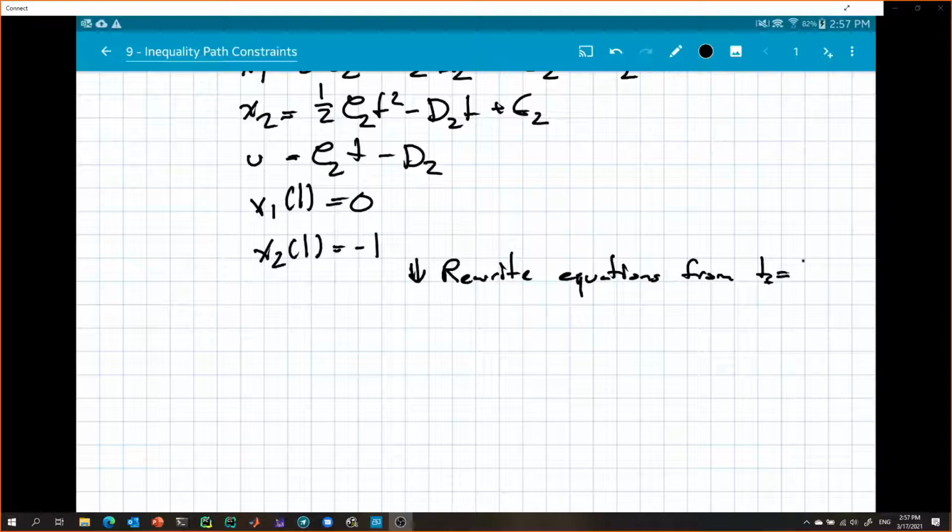So from TF is equal to 1, what we do here is we have x1. We just kind of shift everything. We have C2 prime, and then we could do T minus 1.